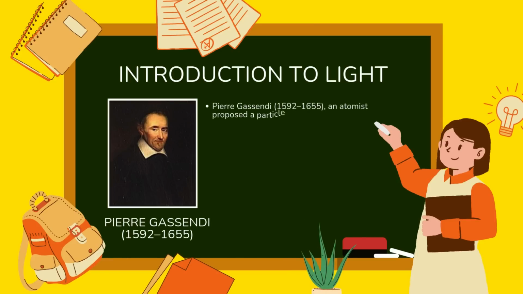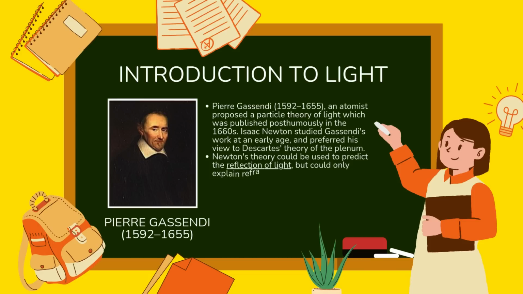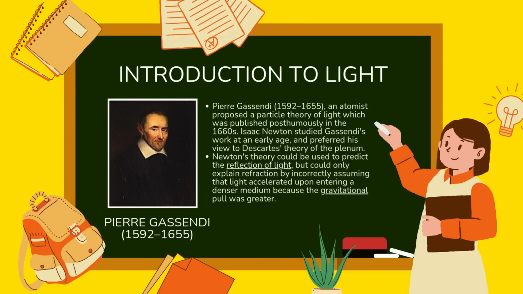Pierre Gassendi, 1590 to 1655, an atomist, proposed a particle theory of light which was published posthumously in the 1660s. Isaac Newton studied Gassendi's work at an early age and preferred his view to Descartes' theory of the plenum. Newton's theory could be used to predict the reflection of light but could only explain refraction by incorrectly assuming that light accelerated upon entering a denser medium because the gravitational pull was greater.